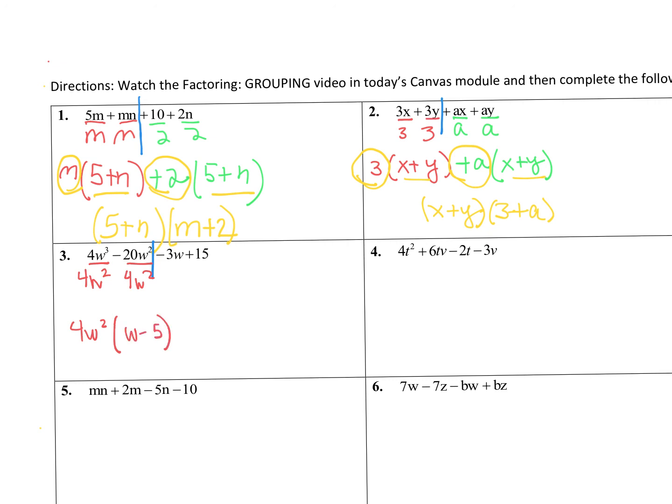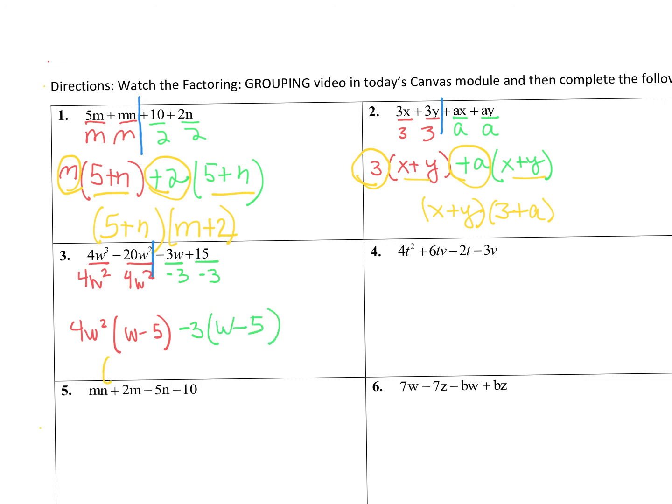I'm then going to go to my second group. I notice that right here is a minus sign, and that tells me that my greatest common factor is going to be negative. And it's actually going to be a negative 3. And when I divide that out, that is going to give me a w minus 5.